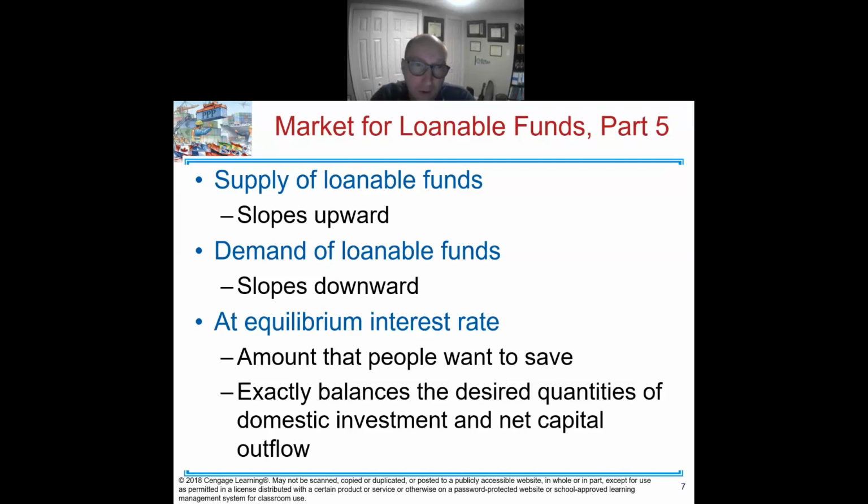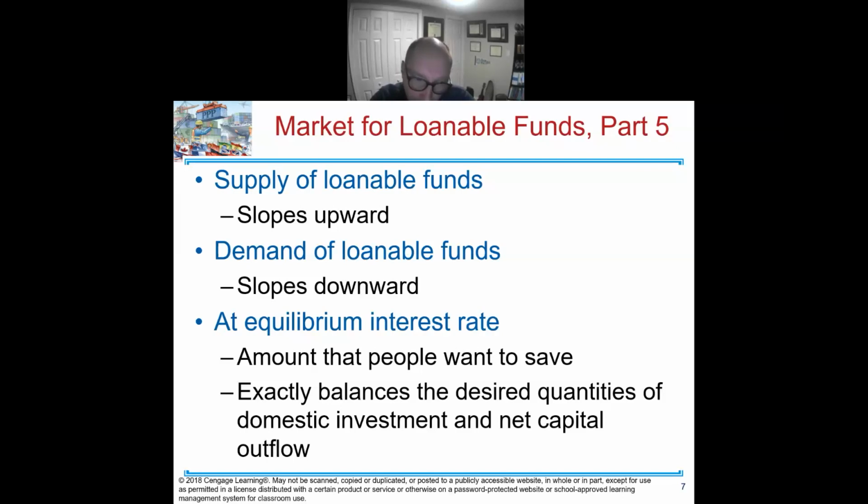Graphically, the supply of loanable funds is upward sloping and to the right. The demand for loanable funds is downward sloping and to the right. And of course, just like any other wonderful graph that we have in economics, there's a point of equilibrium. And the equilibrium represents the interest rate.